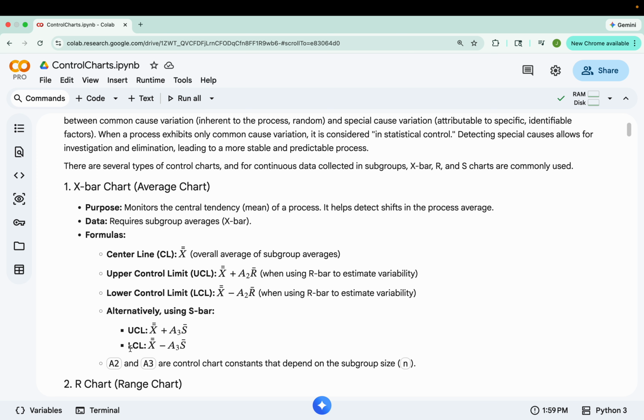Okay, so to produce the X bar chart, you need to calculate the upper control limit, the lower control limit, and the center line. The center line is just the average. The upper and lower control limits are the overall average, plus or minus A2 times the average range. So this is using the range to estimate variability. Okay.